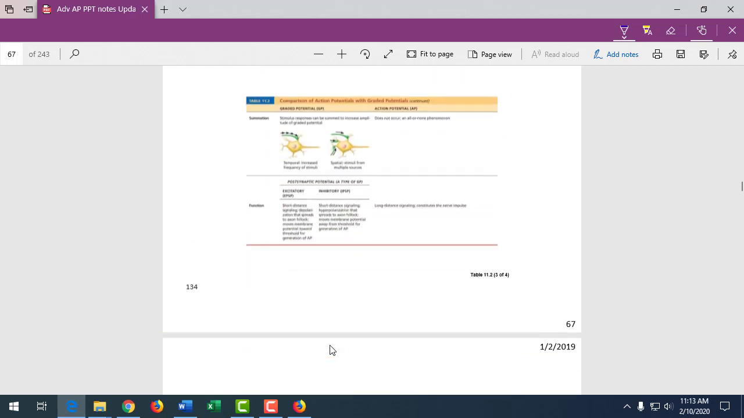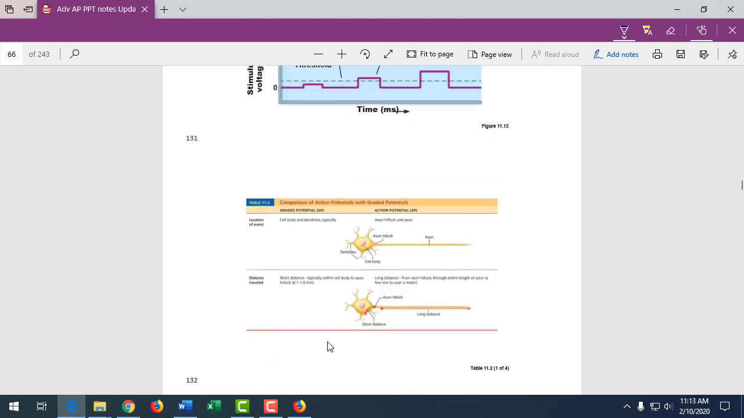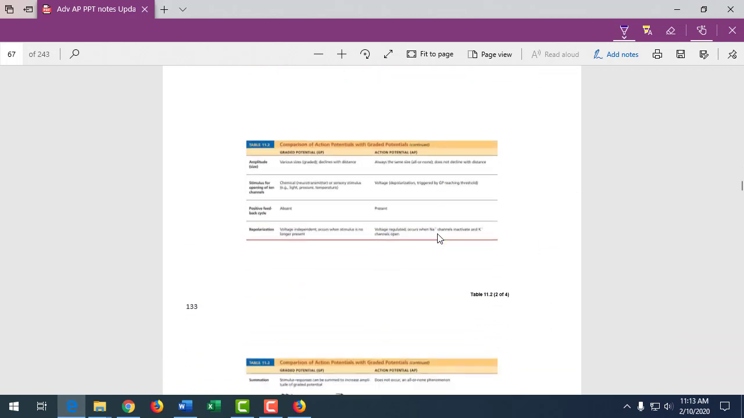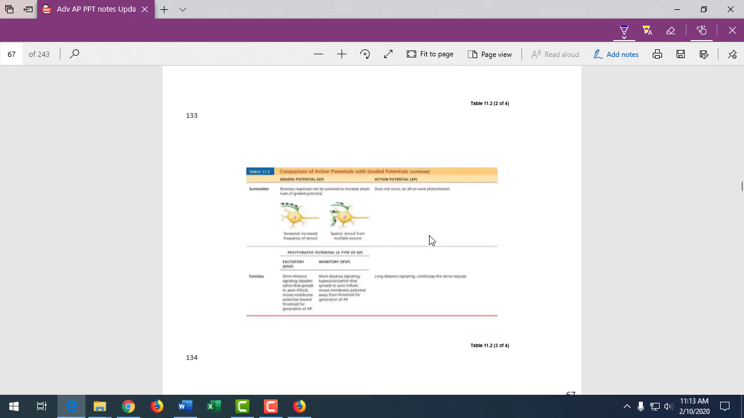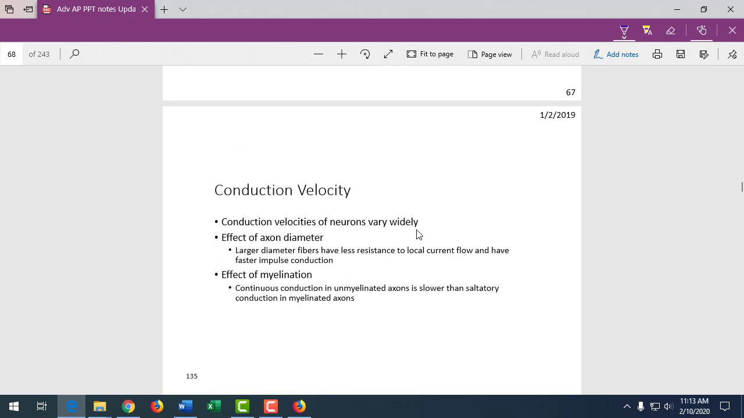So the next couple of pages are just a table from your textbook that compares graded potentials to action potentials. So I'll have a handout on Wednesday to help you compare those. So just refer to that table. We're going to move on to the next concept.